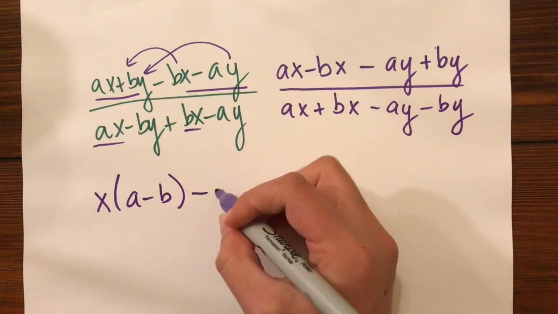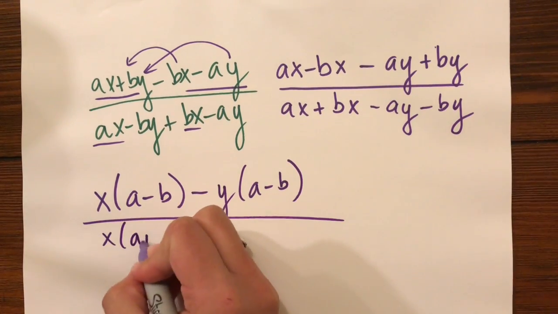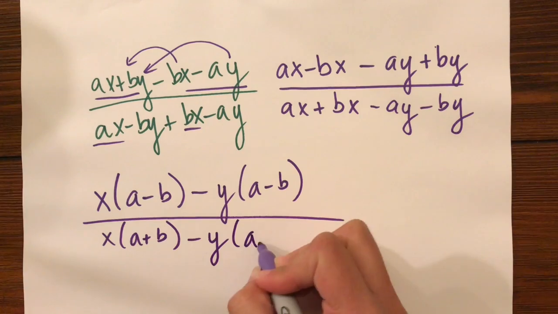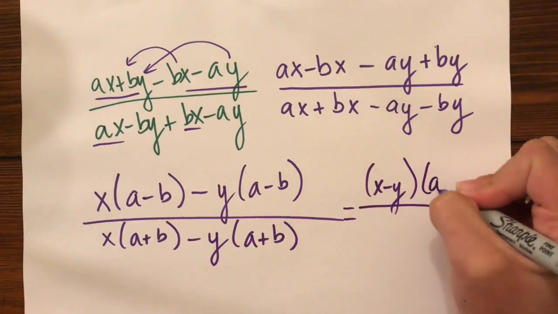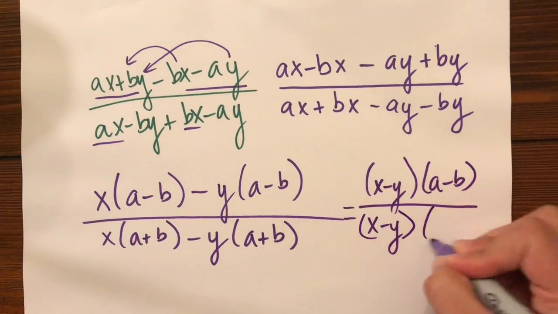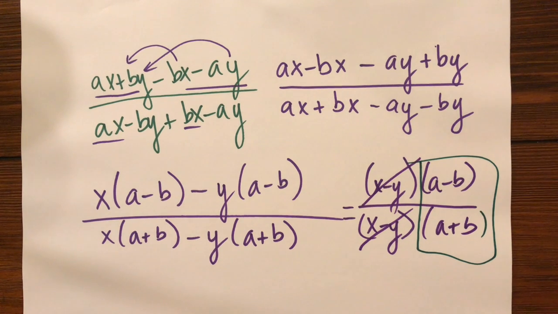And then I'm going to factor out an x out of the first two terms. So I get x times a minus b and then a negative y out of the next two. So then it's negative y times a minus b. I do the same thing on the bottom and I realize that this top can factor into x minus y, a minus b, and then x minus y, a plus b on the bottom. The x minus y's cancel, and I'm left with a minus b.